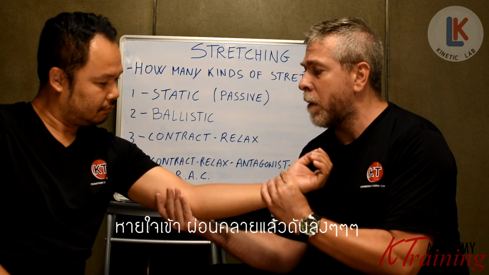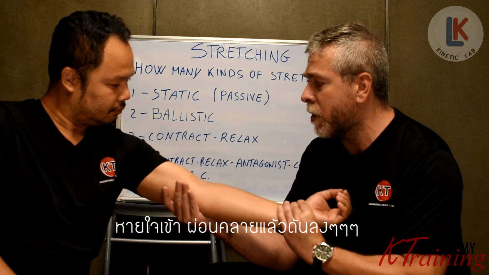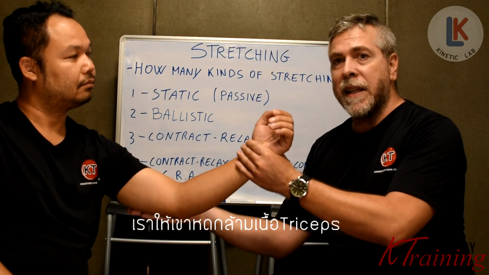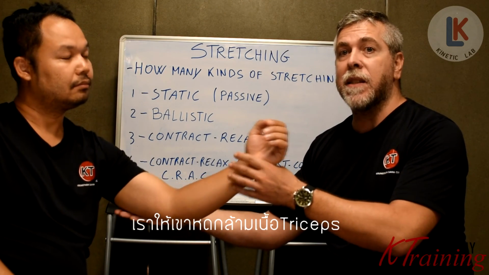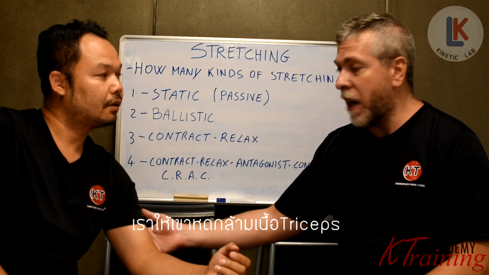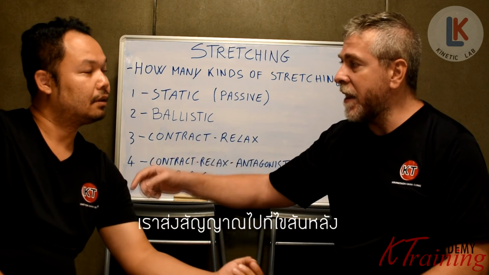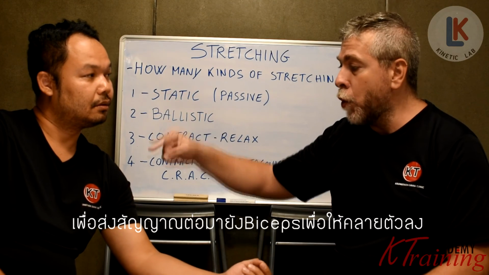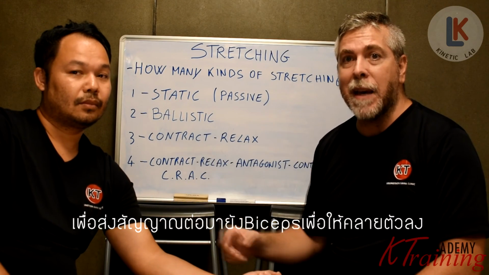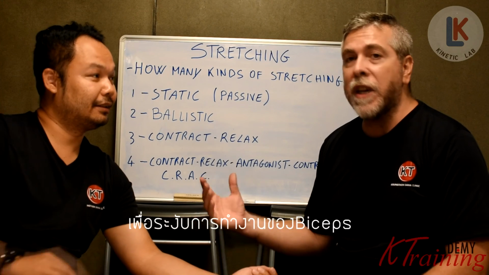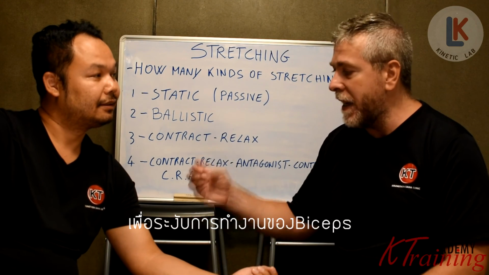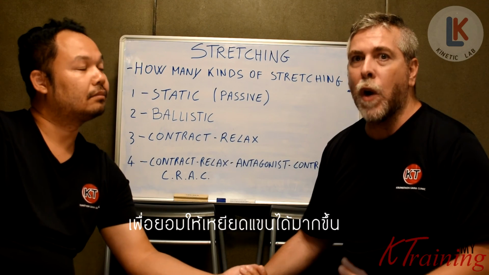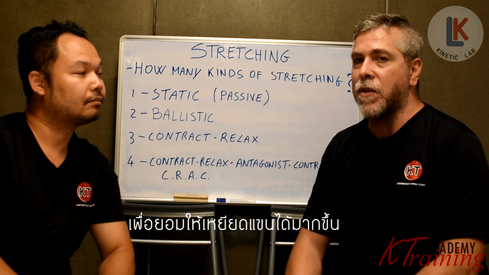Push down, push down, push down. Okay. By asking him to contract his tricep, we send a signal to his spinal cord to send a signal to the bicep to relax, to inhibit the bicep even more, so as to allow a better arm extension.